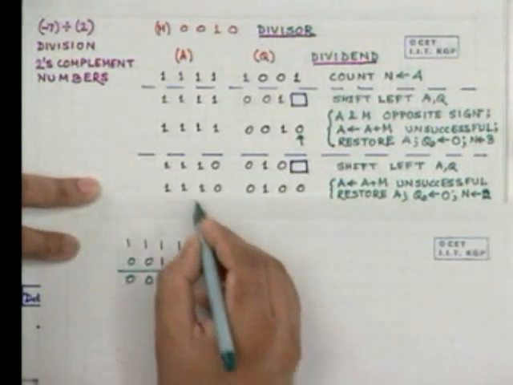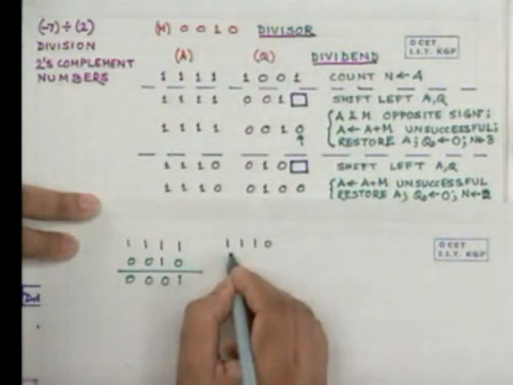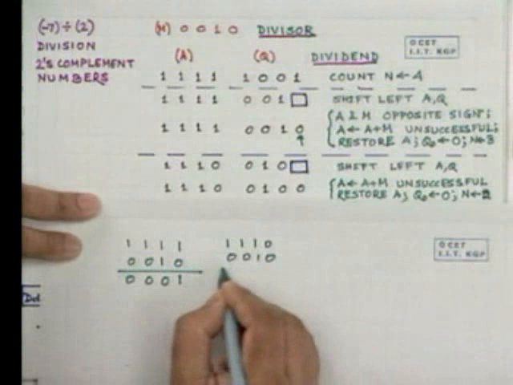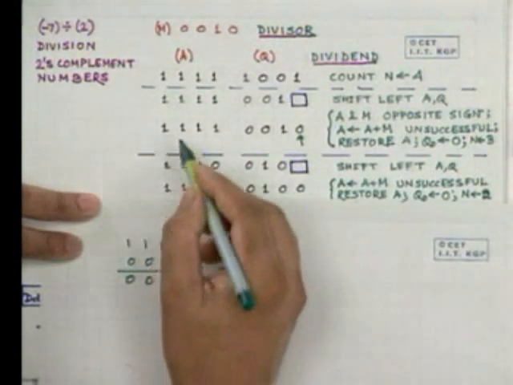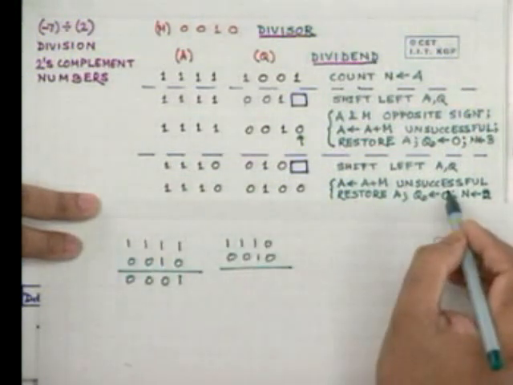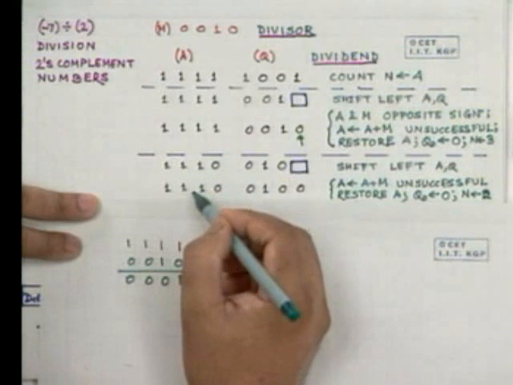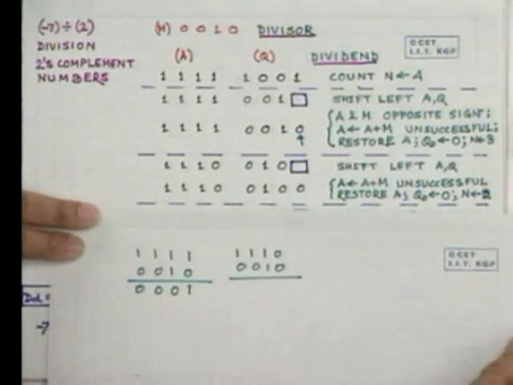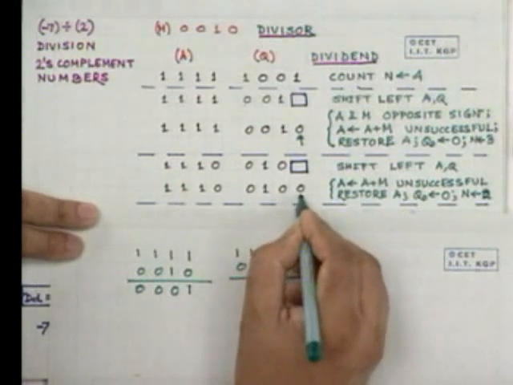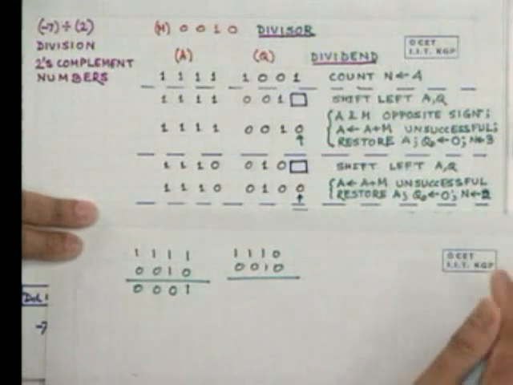That means, say, now it is 1, 1, 1, 0. We add 0, 0, 1, 0, and we get once more that the sign bit of the A register changes, telling me that the operation is unsuccessful. We restore the original value of A here. Q0 is put to 0, and count is reduced to 2.